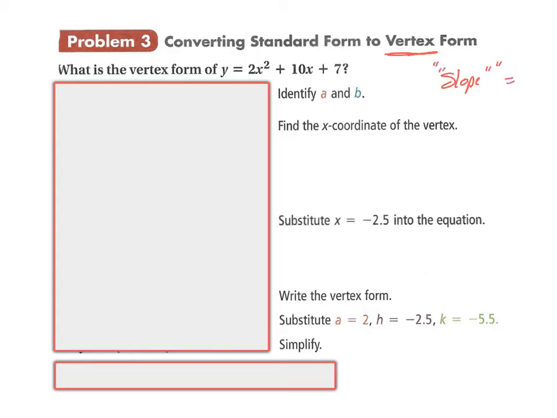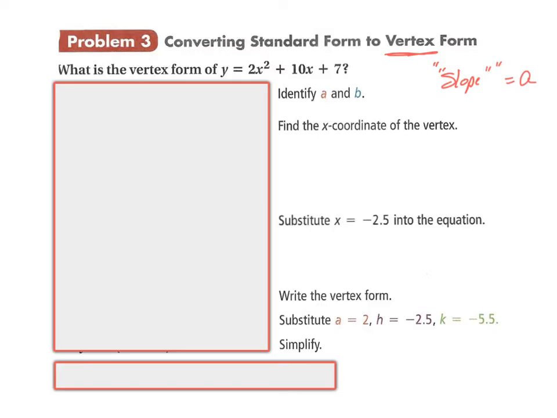The slope is a, and if you remember, a is the same in vertex form as it is in standard form. So looking at this function, I already know what the a is. I know the a is going to be 2. So all I have to do is find the vertex.